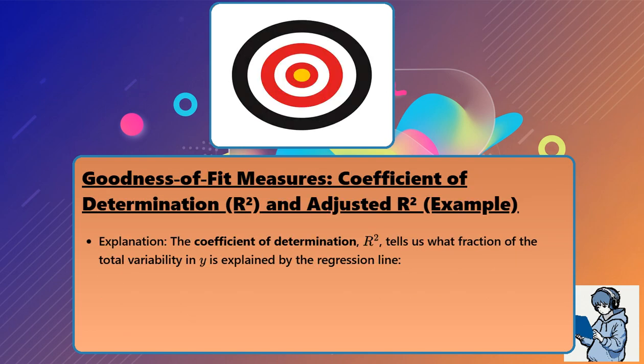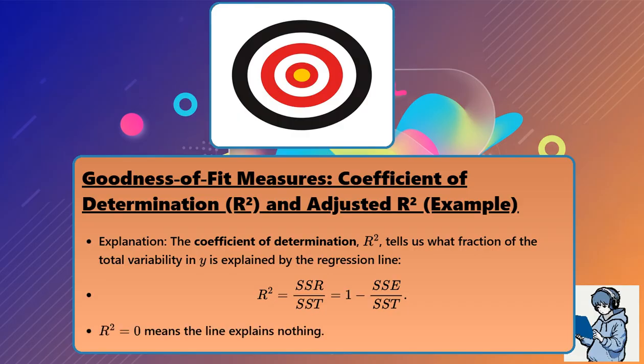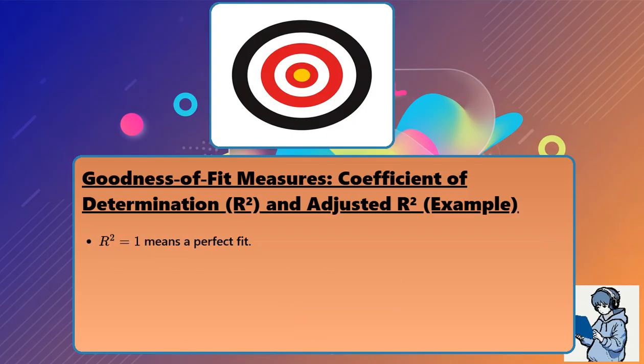Explanation: the coefficient of determination, R squared, tells us what fraction of the total variability in y is explained by the regression line. R squared equals SSR over SST, which equals 1 minus SSE over SST. R squared equals 0 means the line explains nothing. R squared equals 1 means a perfect fit.